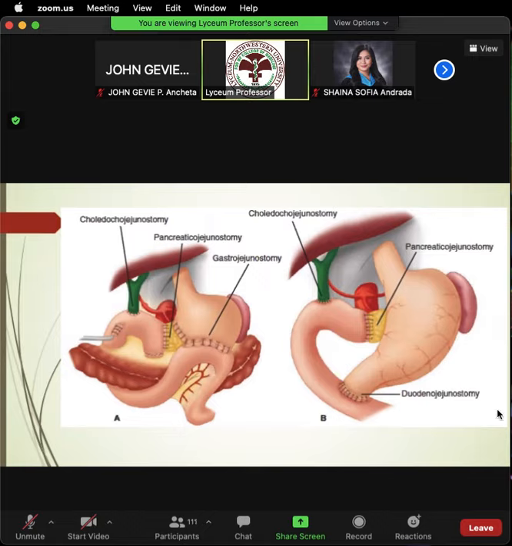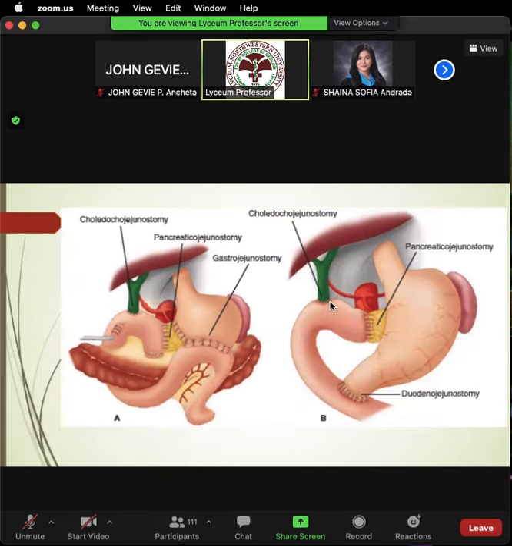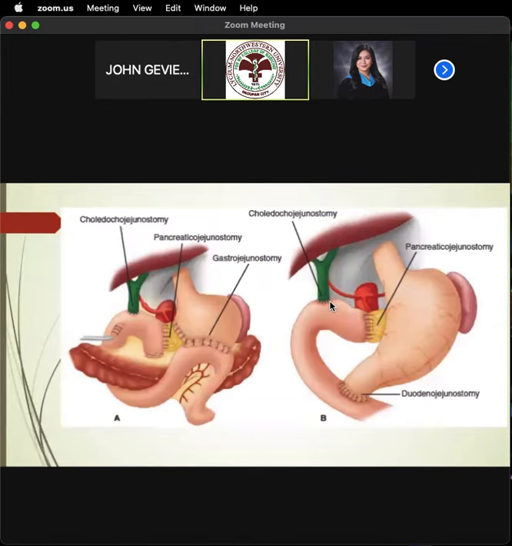Then lastly, you will connect the duodenum if you do pylorus preserving, or if you did a distal gastrectomy, which is the standard, classic Whipple's, you perform gastrojejunostomy.